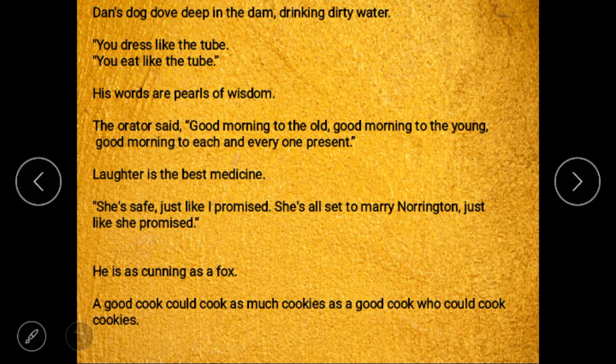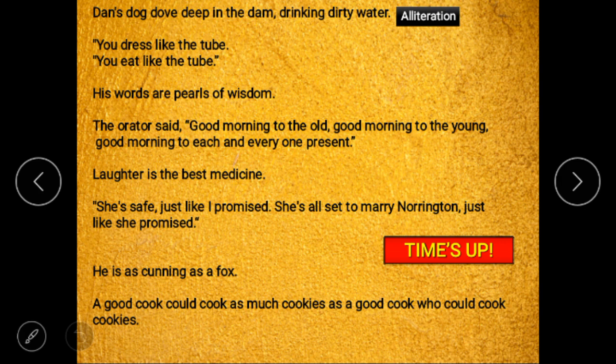Time up. Let's look at the first example. Dan's dog dove deep in the dam drinking dirty water. The sound "d" is being repeated. It's alliteration. You dress like the tube, you eat like the tube. The words "the tube" are being repeated. It's a form of repetition, so if your answer is repetition, it's okay, but they are at the end. That's epiphora or epistrophe or repetition.